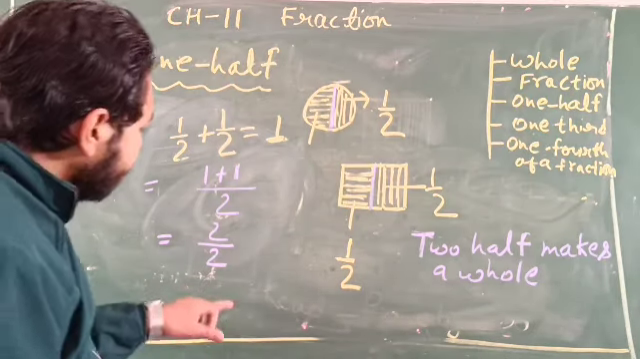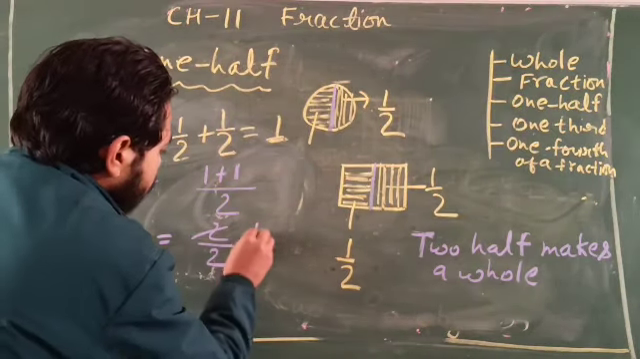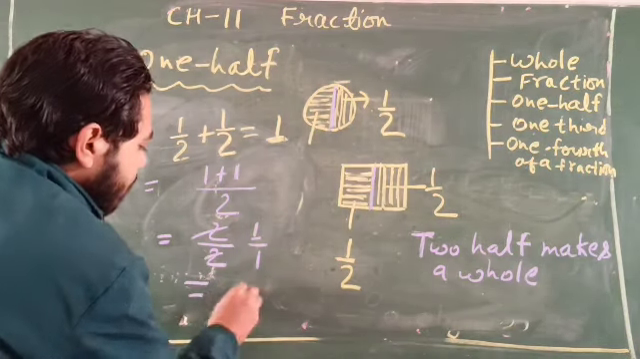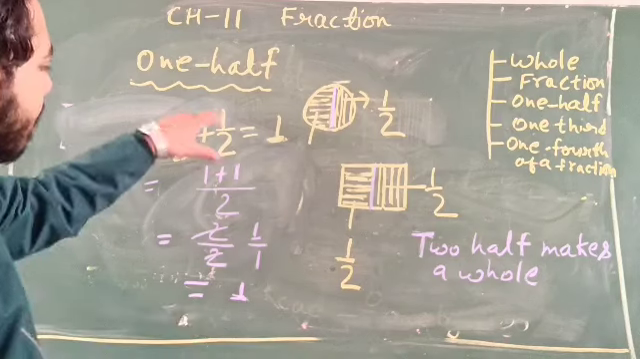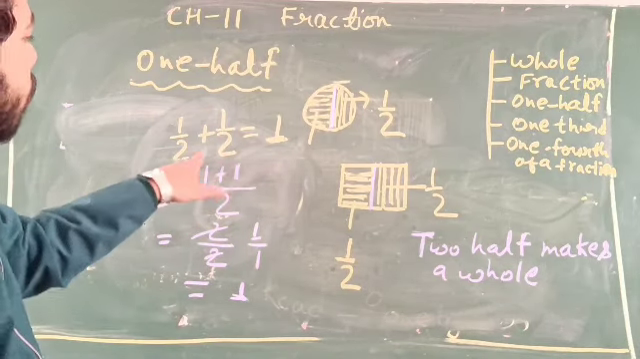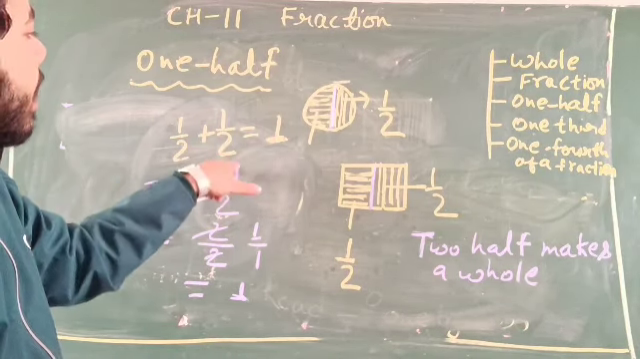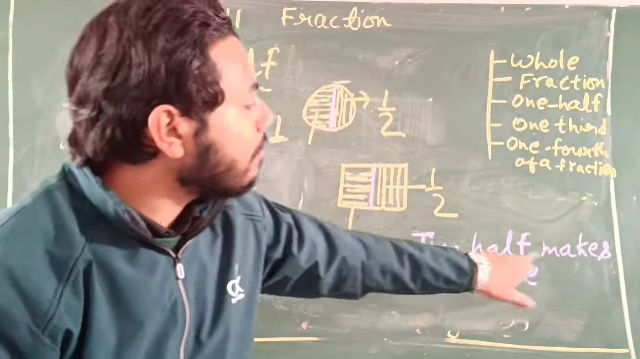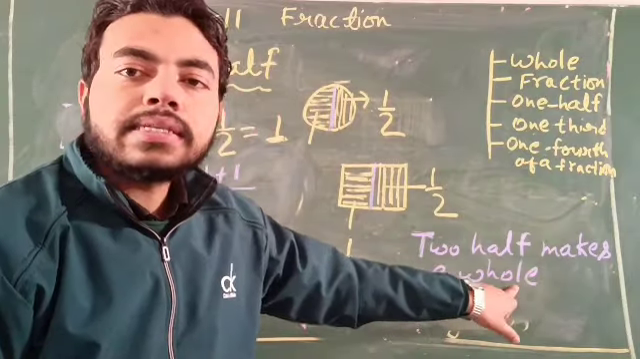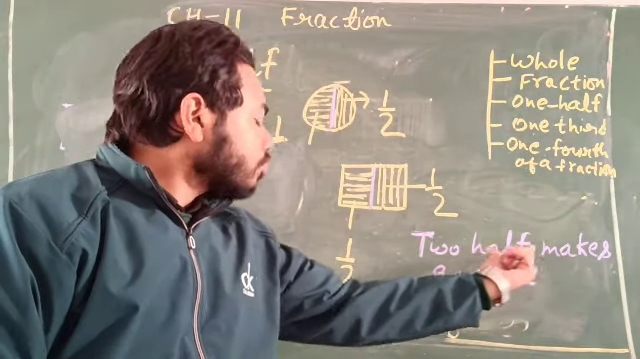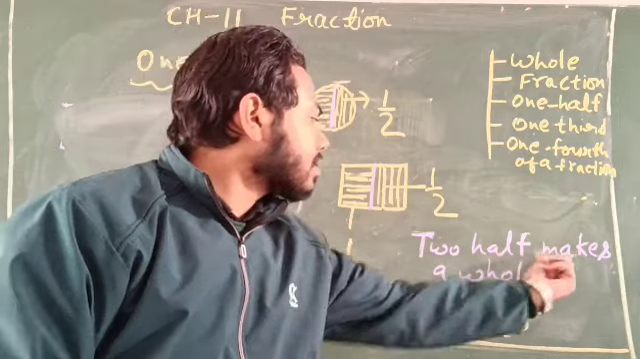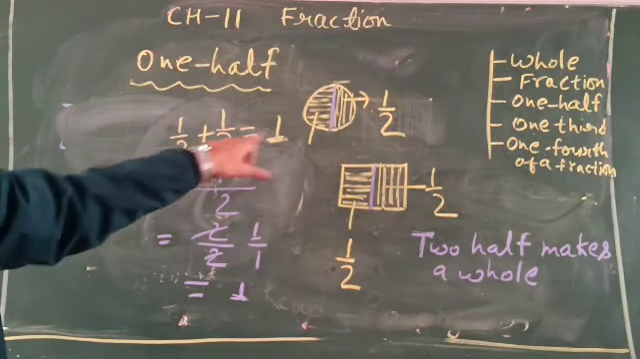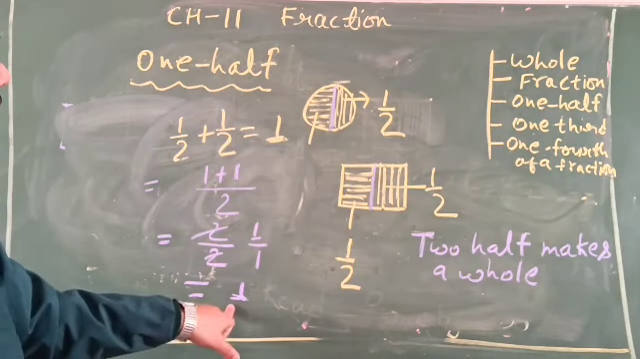2 by 2, when we cancel it, 2 ones are 2 and 2 ones are 2. It becomes 1. So numerically we say that when 1 by 2 is added two times, we get 1. So the statement is, 2 halves make a whole. We can easily understand this statement: half plus half, when we add, we get 1.